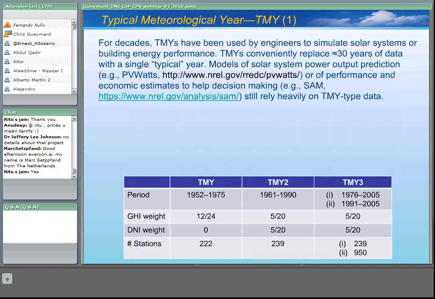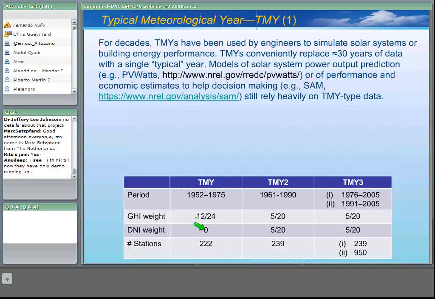So here we have a table showing the evolution of TMY data in the US from the earlier TMYs covering the period from 52 to 75. We also see what weight was given on global irradiance to select the proper year, and the weight given to DNI. In that case, that was zero. And the number of stations for which those TMY data was available. So you see that in the earlier TMY data, there was no weight on DNI, but some good weight on global irradiance.